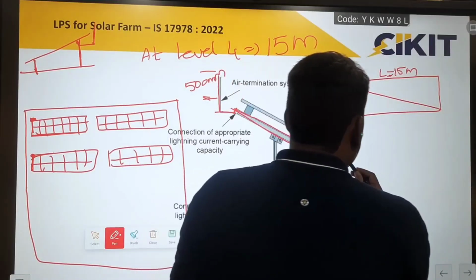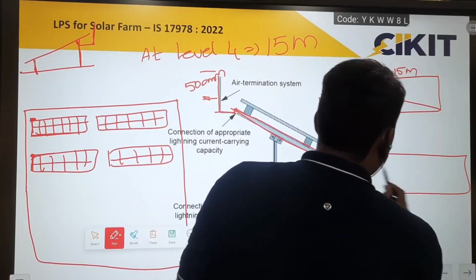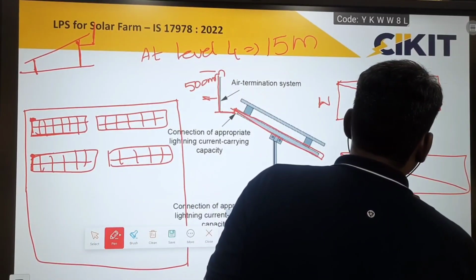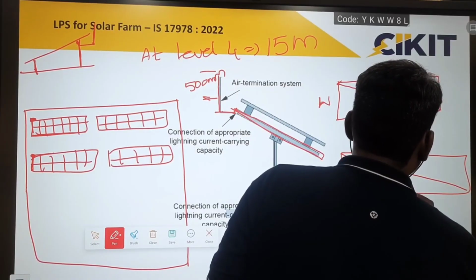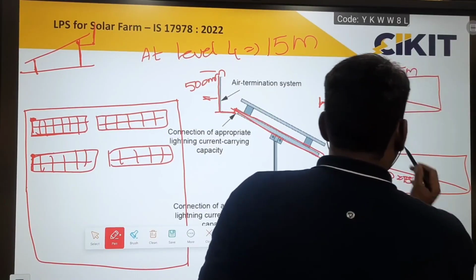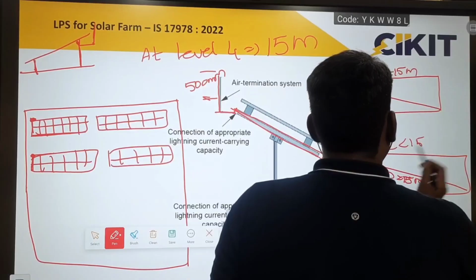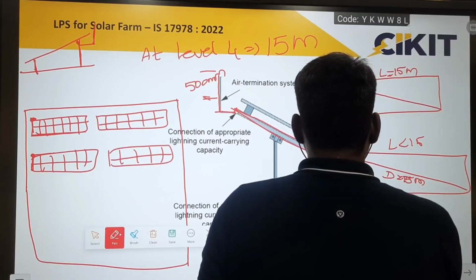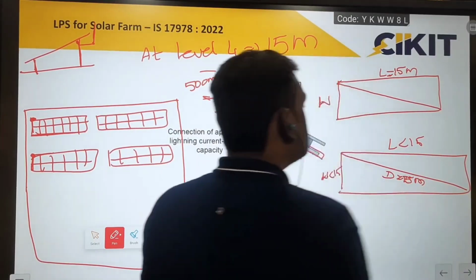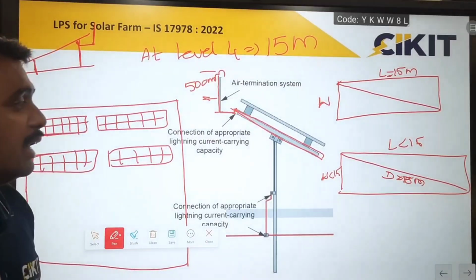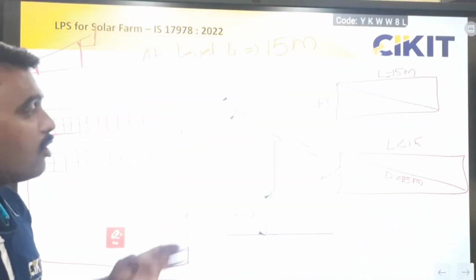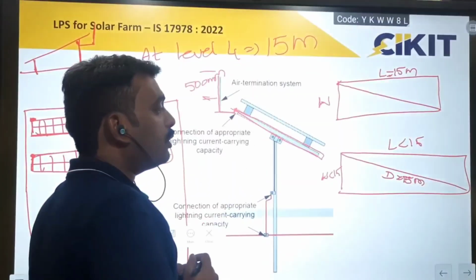In another case, if I maintain this 50 meters along the diagonal, then both the length will be less than 50 and the width also will be less than 15. So in this case, if I rotate the sphere in all the directions, the sphere won't be making contact with the panel to be protected.